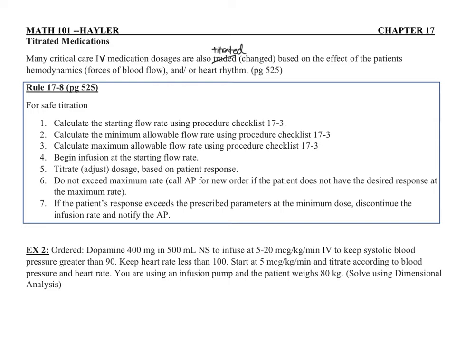So, the Rule 17.8 for safe titration. 1. Calculate the starting flow rate using procedure checklist 17.3. Then calculate the minimum allowable flow rate and the maximum allowable flow rate using the procedure checklist. Begin infusion at the starting flow rate. Titrate the dosage based on patient response. Do not exceed the maximum rate. And if the patient's response exceeds the prescribed parameters of the minimum dose, discontinue the infusion and notify the AP.